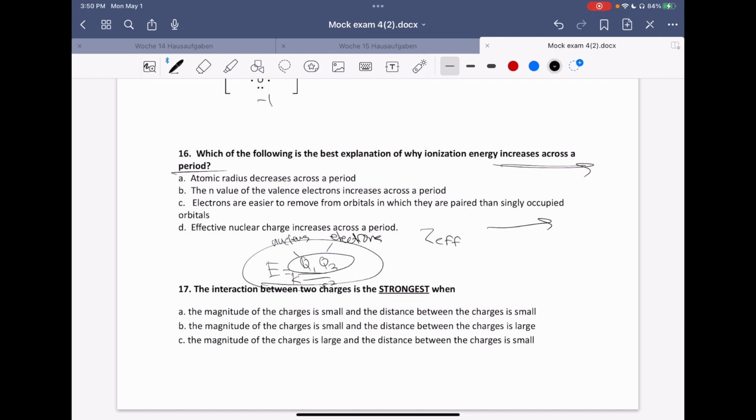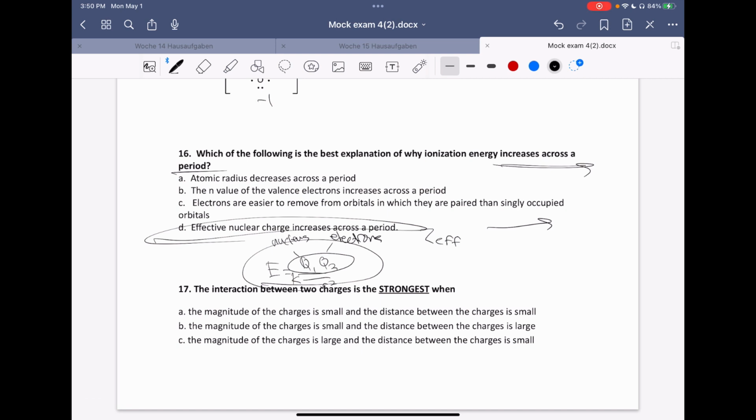That's kind of the answer to the problem. The answer is just D, because as effective nuclear charge increases, all of the electrons are held more tightly, the radius gets smaller, so it takes more energy as you go across a period to pull off those electrons. All right, and we kind of almost said this with 16, the answer for 17.